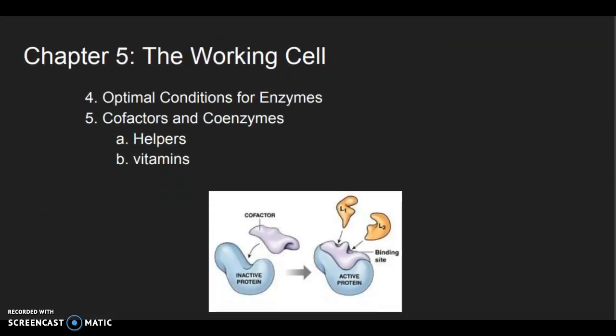Now, enzymes have optimal pH and optimal temperatures at which they can function in order to make their product. And cofactors and coenzymes contribute to the optimal conditions where enzymes can function.